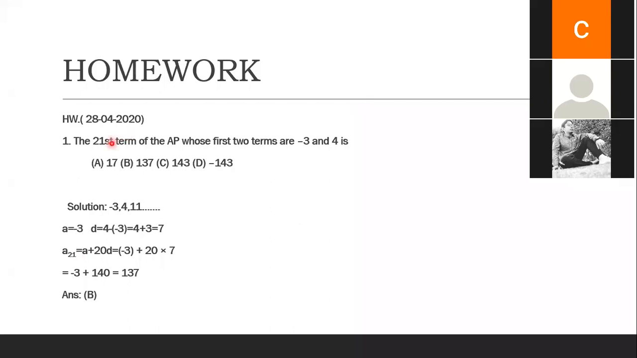21st term is, N value is 21. So 21st term is A plus 20D. Apply A value and D value. So answer is 137. Have you all got the same answer, children? Yes, ma'am.